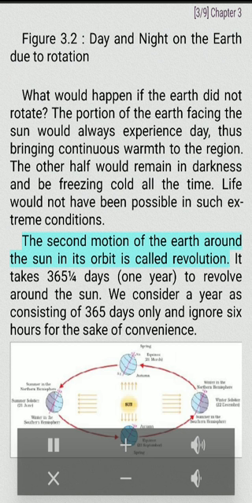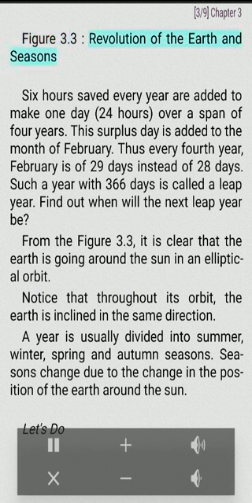The second motion of the Earth around the Sun in its orbit is called revolution. It takes 365.25 days, 1 year, to revolve around the Sun. We consider a year as consisting of 365 days only and ignore 6 hours for the sake of convenience. Figure 3.3. Revolution of the Earth and seasons.